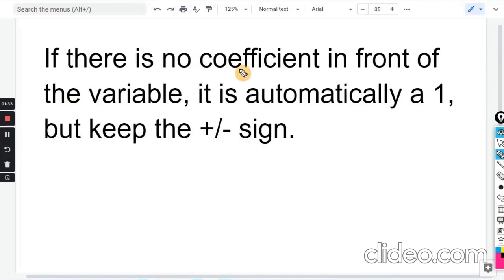Okay, if there is no coefficient in front of the variable, it is automatically a 1, okay, but you want to keep the plus minus sign. So if you have an x with no number in front of it, it is automatically 1x. That's the same thing. If you have a negative y, you can place a 1 in front of it, and it is also considered negative 1y. That's the same thing.